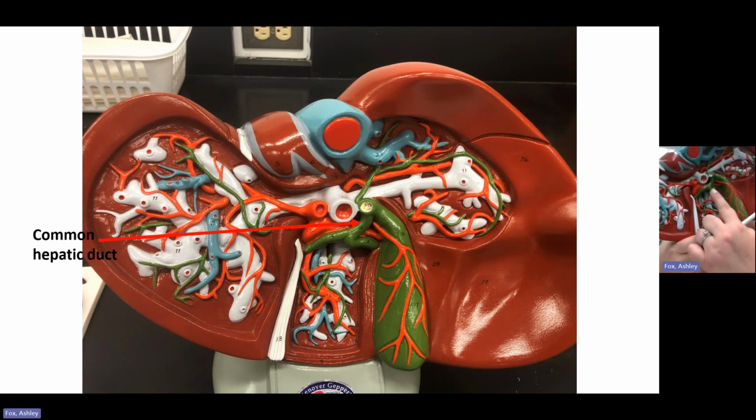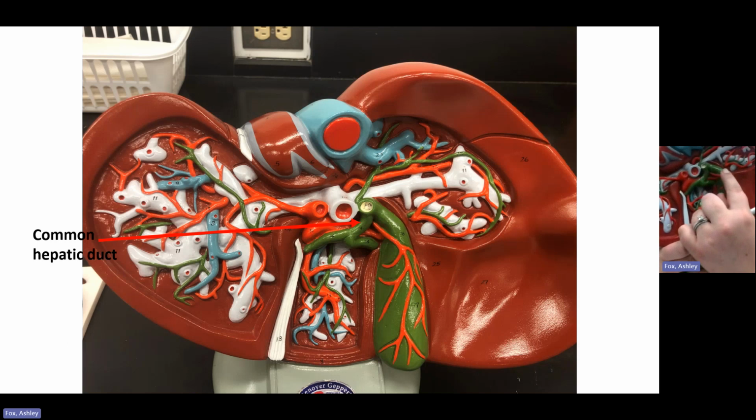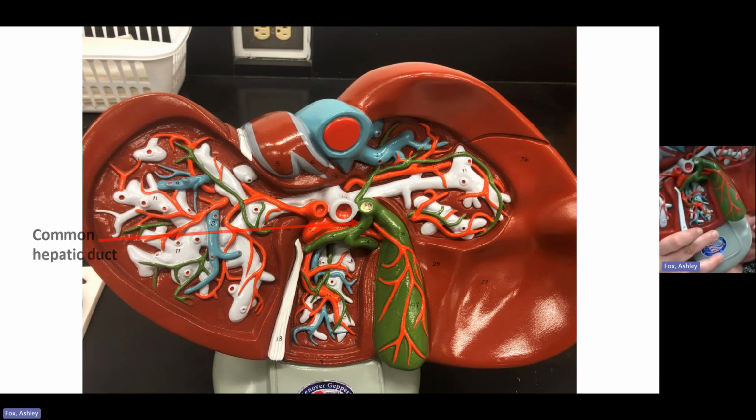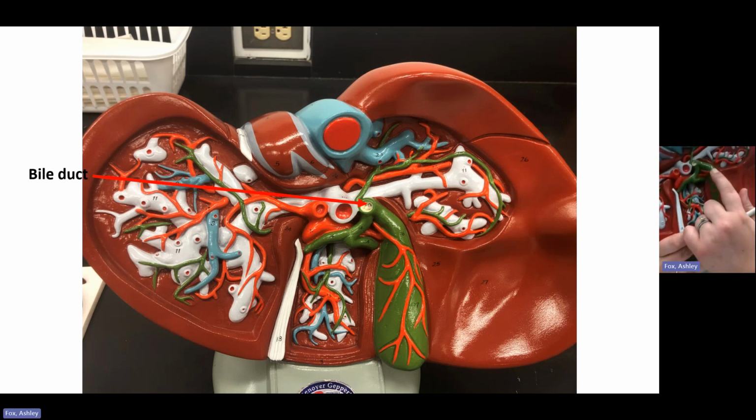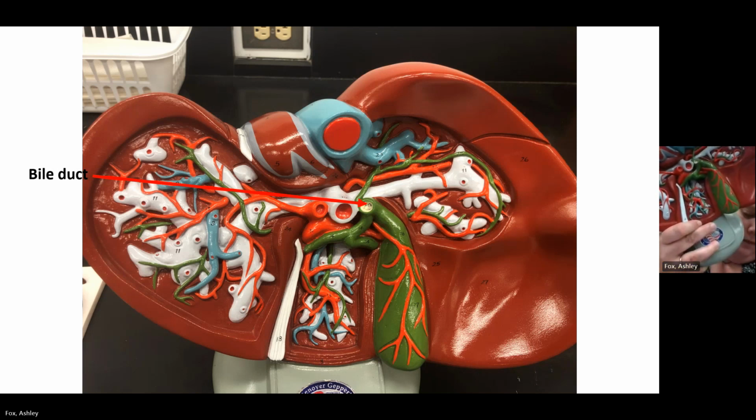So hepatic ducts join together to the common hepatic duct. And the cystic duct and the common hepatic duct join together. You can't see it, but it's kind of coming at you, pointing at you. This little end right here is going to be your bile duct. So the cystic duct and the common hepatic duct join together to make the bile duct. See there.